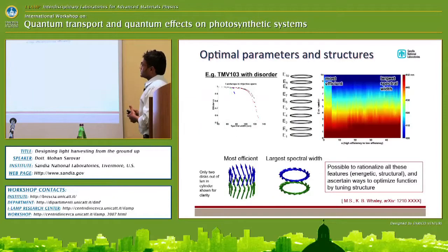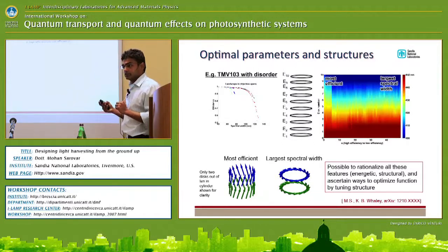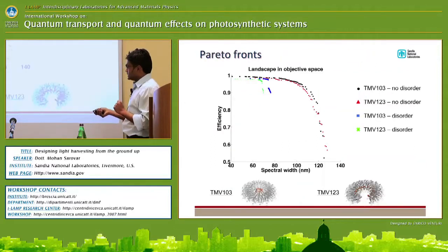Now, you can also look at these solutions in parameter space. So this was looking at it in objective space, right? So I was plotting the two objectives. But you can also look at what parameters actually form the structures on the protofront. And so there's a lot of data here. I'm just going to show TMV 103 with disorder, right? So that's the dense packing of pigments and with disorder. So it's these blue points.